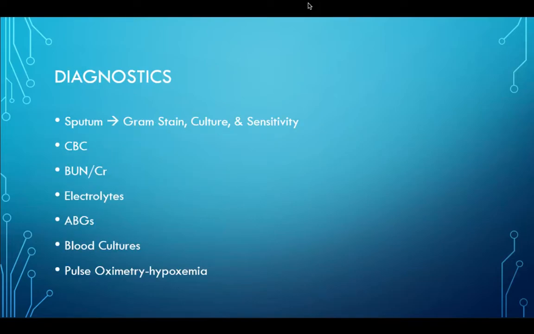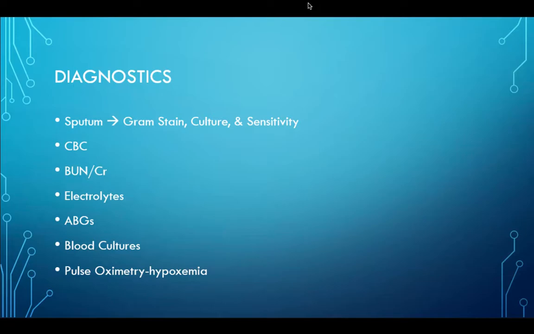How do we diagnose pneumonia? Sputum culture for gram stain, culture and sensitivity. We do want to get the sputum culture as soon as possible, the actual sample, before starting antibiotics, but we do not want to delay treatment waiting for results. So we want to get the sputum as soon as possible, and then we can start antibiotics. We don't necessarily have to wait for the results.